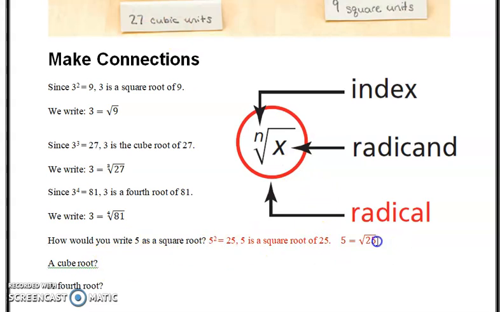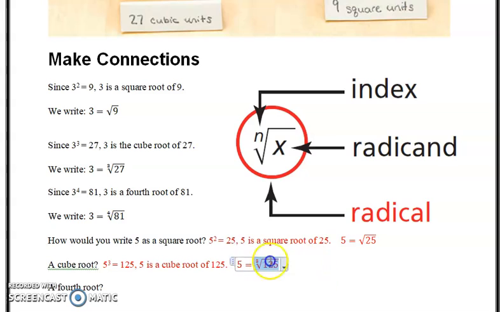What about a cube root? I'm going to steal all this again. So 5 cubed is equal to 125. So 5 is the cube root of 125. So we can say that 5 is equal to the cube root of 125. That's how we represent that as what's called a radical.